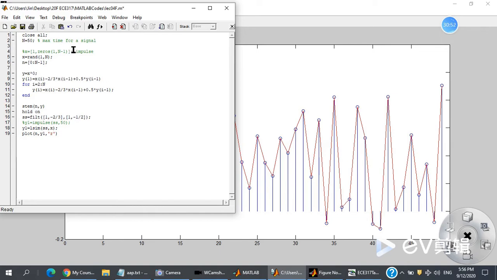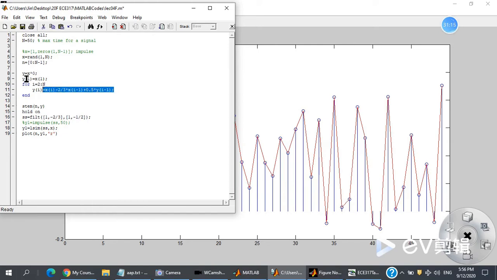So the input is x1, the i is 1, minus 2/3 of x of i minus 1. Okay, this part should be 0. Oh, just x1. That's replaced by x1. That'll be fine. We use the same formula.